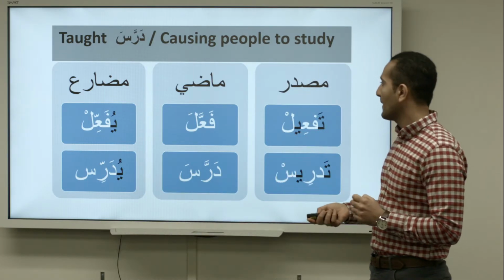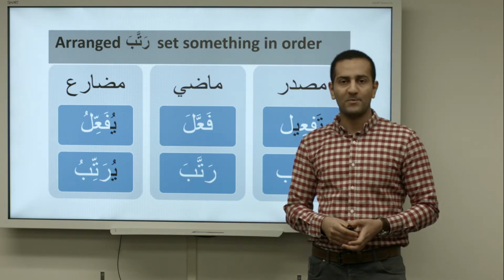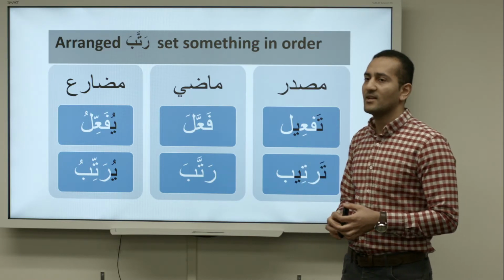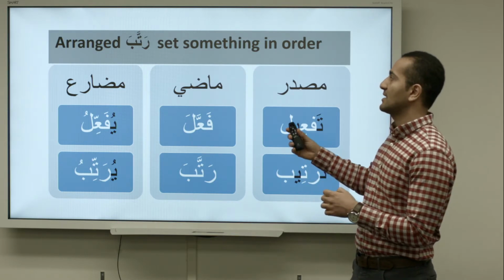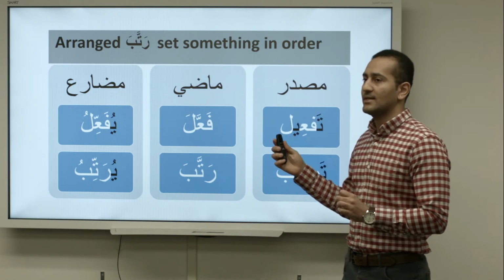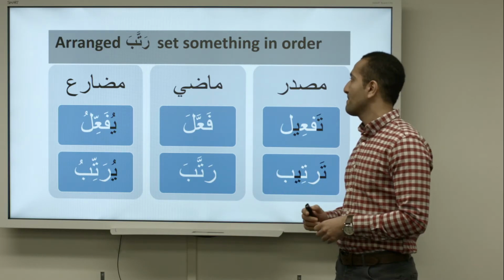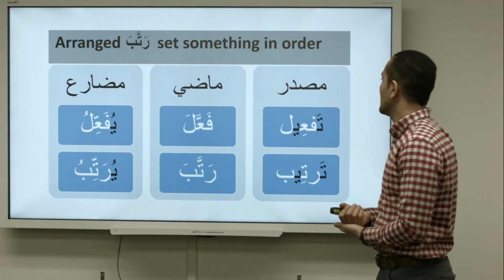Let's see something else. Rattaba. The word rattaba, arranged. We have the three letters, the root, rattaba, and we say rattaba. And as we said, it's the past, so we know the past will be rattaba, which is set something in order, arranged, set something in order.